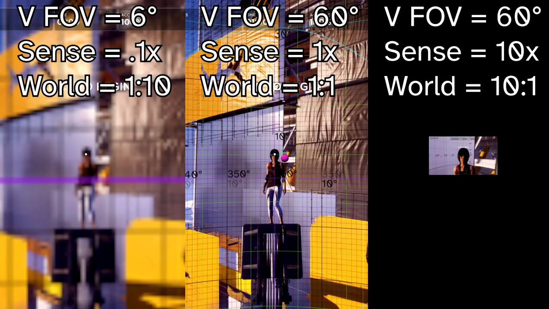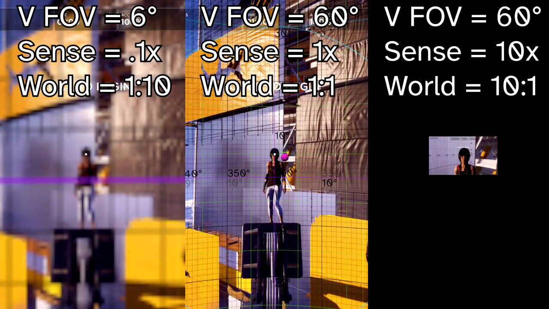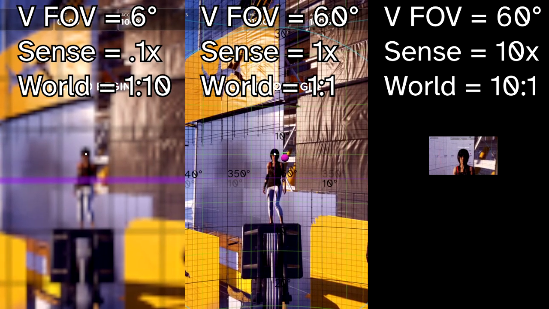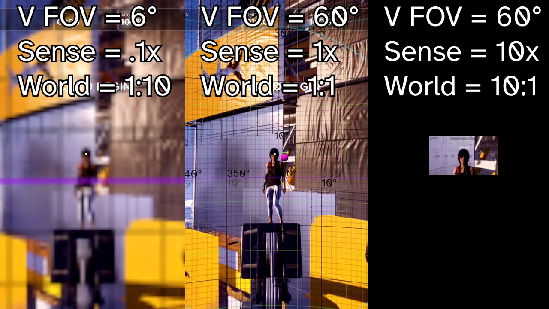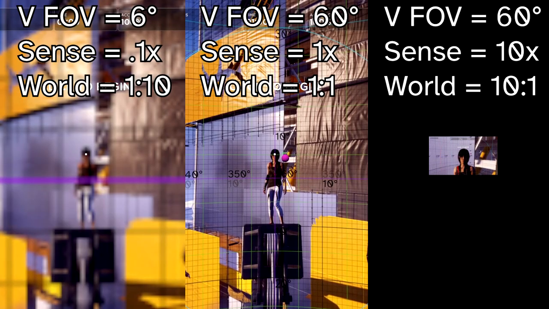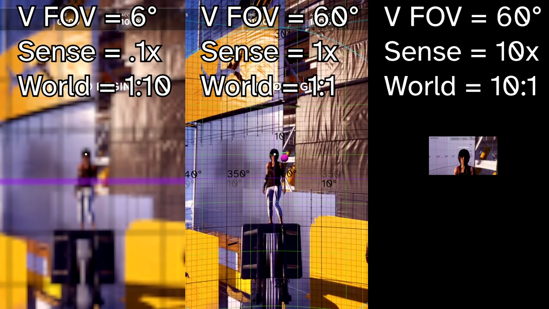So now, with all three examples side by side, you can think of the left example as you being close to the screen with a low sensitivity, and on the right, you are far away from the screen with a high sensitivity. And thanks to relativity, all of these settings look exactly the same.